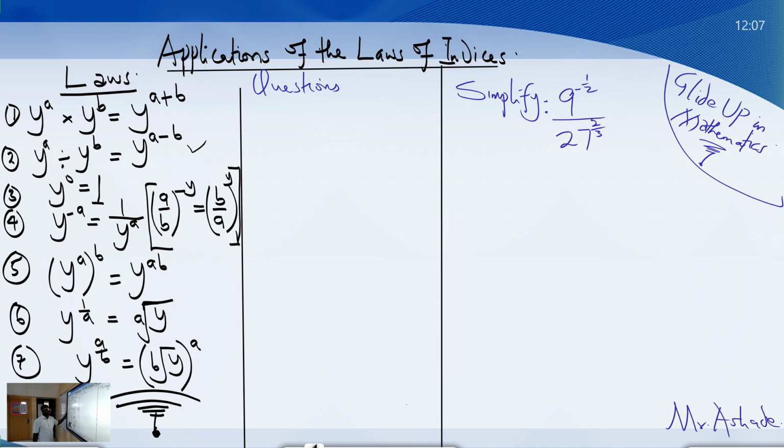And the third law is the zeroth law. Any number or letter raised to the power of 0 will give you 1. 1 million raised to power 0 will give you 1. X raised to power 0 will give you 1. Y raised to power 0 will give you 1.